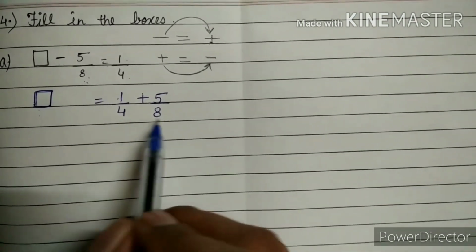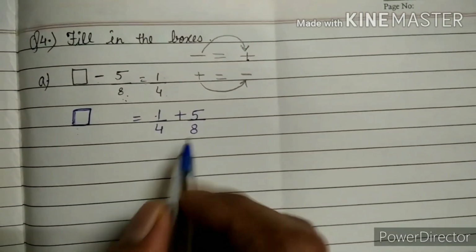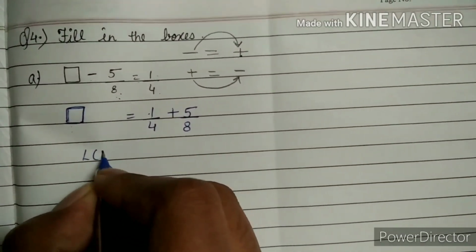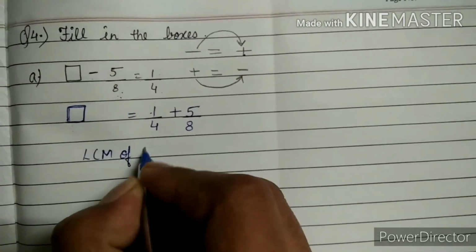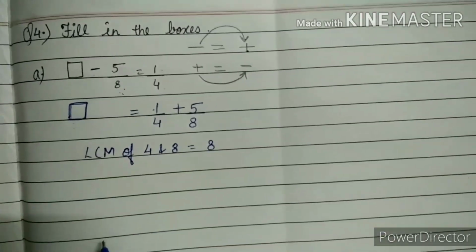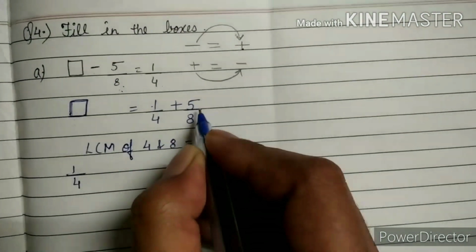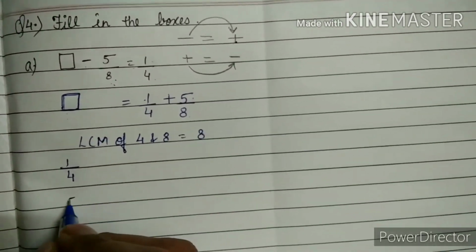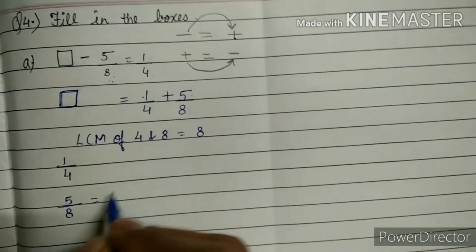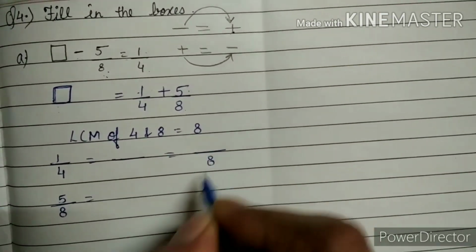You can see their denominators are different, so we will take the LCM of 4 and 8. The LCM of 4 and 8 is 8. The first fraction that we have is 1 by 4, and the second fraction is 5 by 8. We want both of them to have denominator 8.